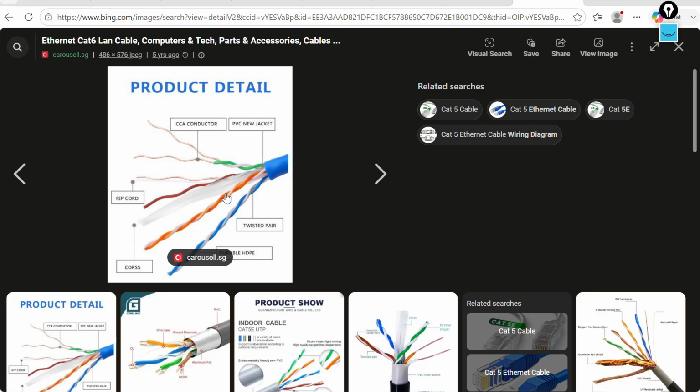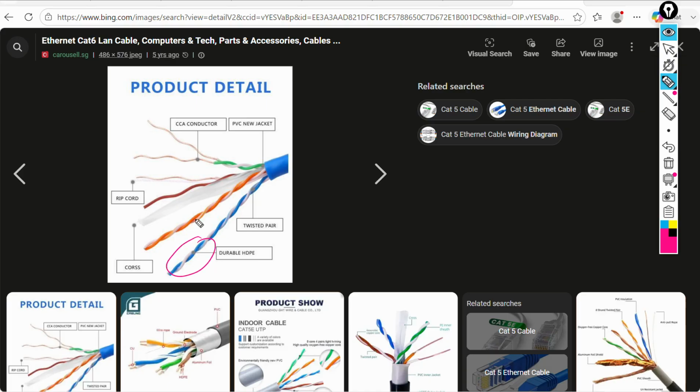See, inside the UTP cable we have eight wires. Eight wires means 4 pairs. This is white blue and blue, it's showing clearly here. It is one pair. It is one pair. It is one pair, and this is one pair. Total 4 pairs. Total 4 pairs means 8 cables inside.